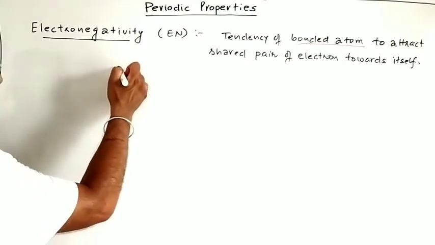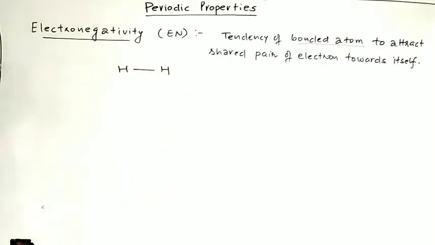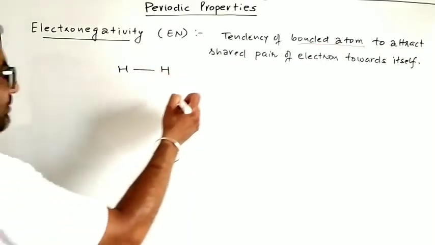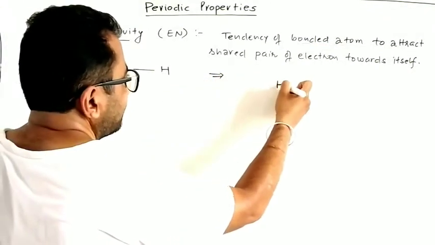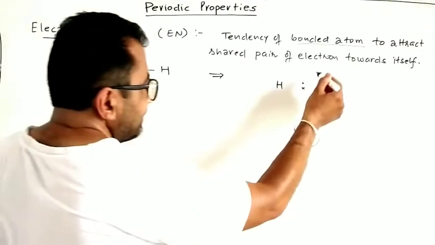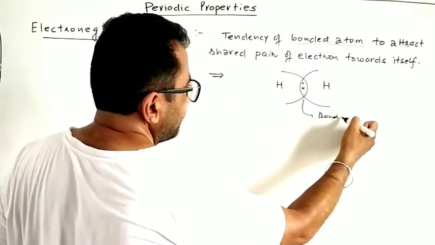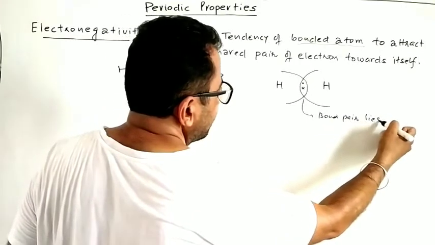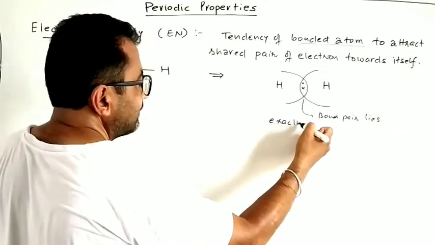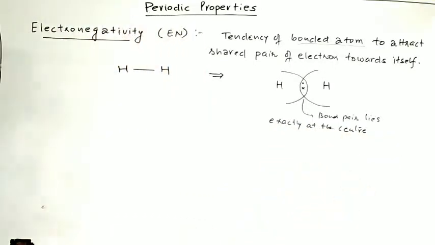Like if we have a bond between hydrogen and hydrogen, when these two hydrogens form a bond, the bond pair of electrons between these two, like you draw like this, will lie exactly at the center, because both the atoms are the same, both have a similar tendency to attract this bond pair toward itself.